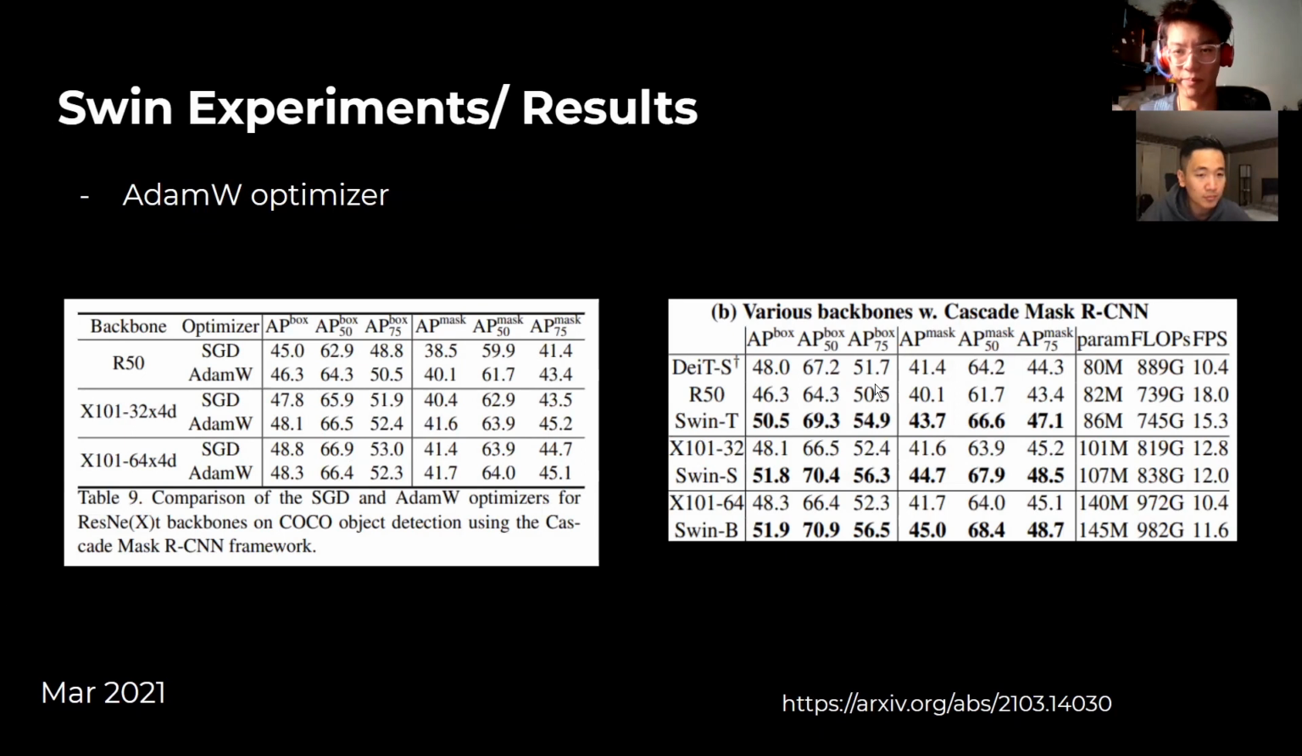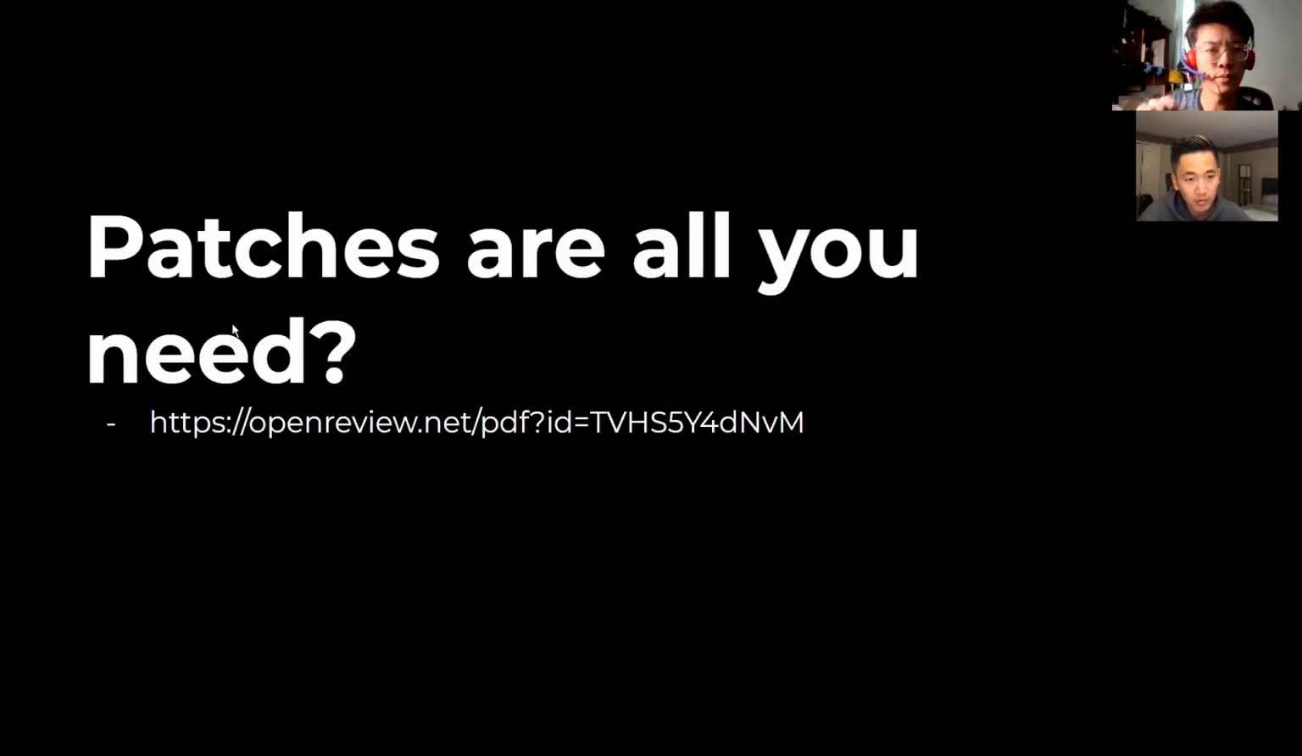This is just some results. It performs better than the ViT model, which is a variation of the vision transformer. And they also decided that the AdamW optimizer is better suited for this model than SGD. Is there a very TLDR reasoning behind why AdamW is better than SGD?